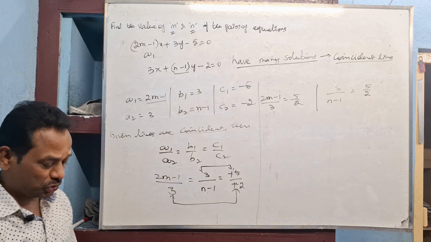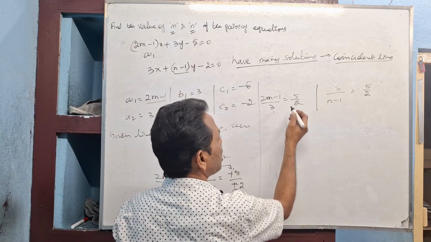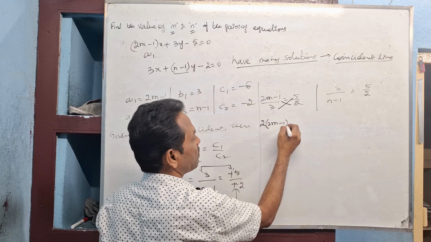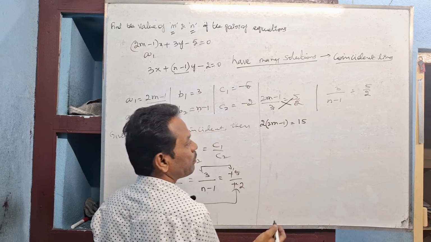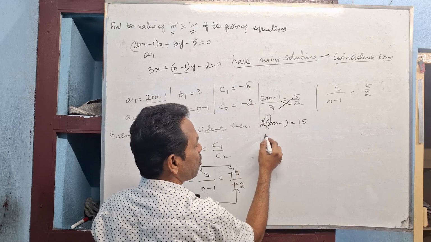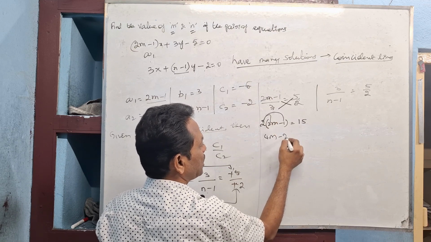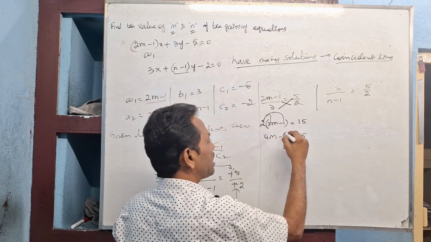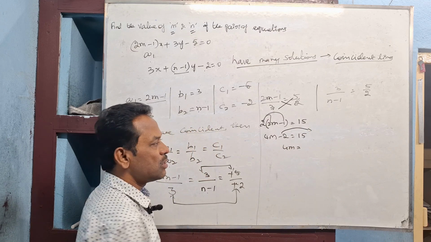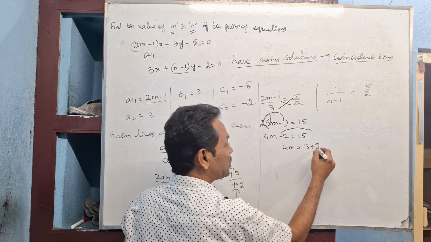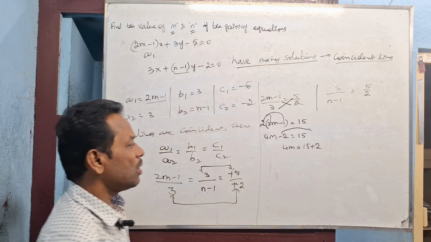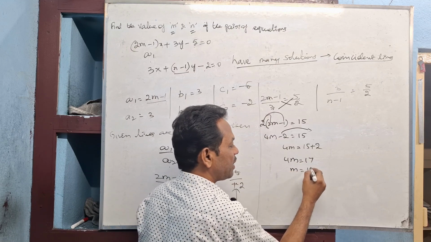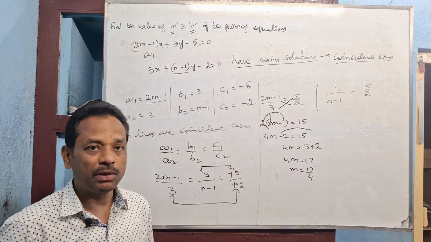Now go for cross multiplication, this into this, this into this. 2 into 2m minus 1 equal to 3 into 5, 15. Let me open the bracket: 2 into 2m, 4m, 2 into minus 1, minus 2, equal to 15. Now 4m equal to, let us bring minus 2 to RHS, 15 plus 2, minus 2 becomes plus 2. Now 4m equal to 17. The value of m will be 17 by 4.